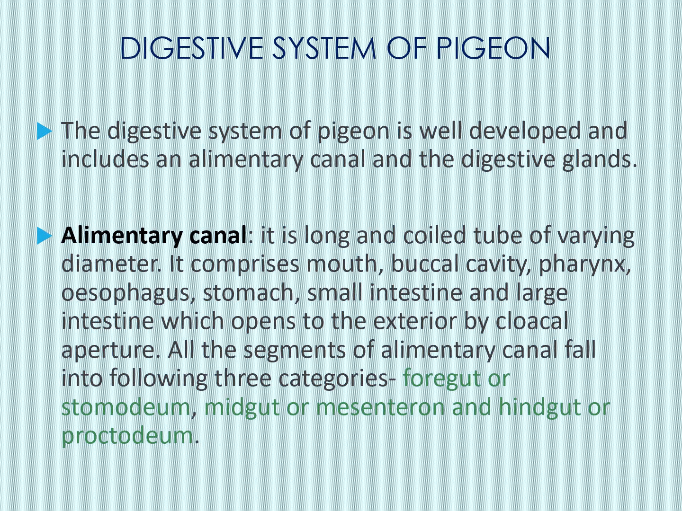The digestive system of pigeon is well developed and includes an alimentary canal and the digestive glands. The alimentary canal is a long and coiled tube of varying diameter. It comprises the mouth, the buccal cavity, pharynx, esophagus, stomach, small intestine and large intestine, which opens to the exterior by the cloacal aperture. All the segments of the alimentary canal fall into the following three categories: the foregut or the stomodeum, the midgut or the mesenteron, and the hindgut or the proctodeum.